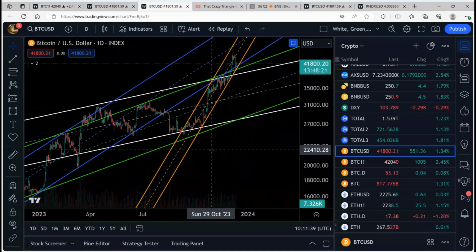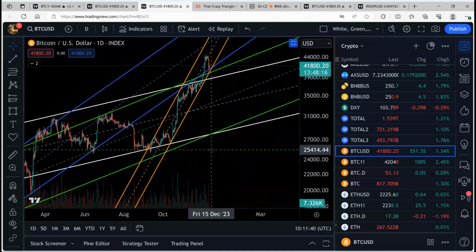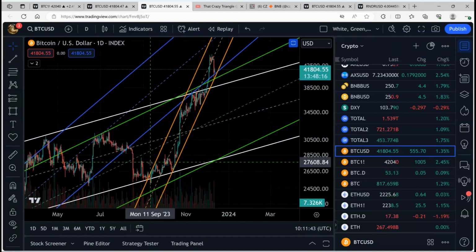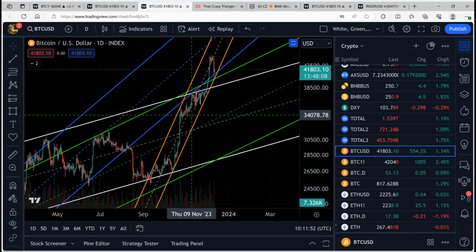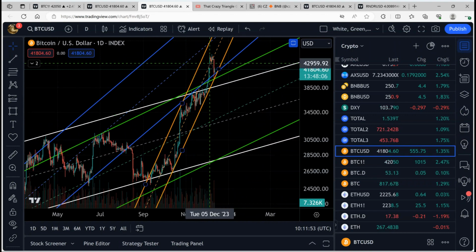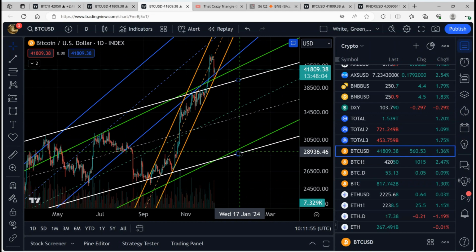Now, I haven't discussed the orange channel yet. This is the channel we've currently been trading in since September 7th when I called this bull run. It's not a blue run. Well, it is a blue run because it's running to the blue channel. Bull run.